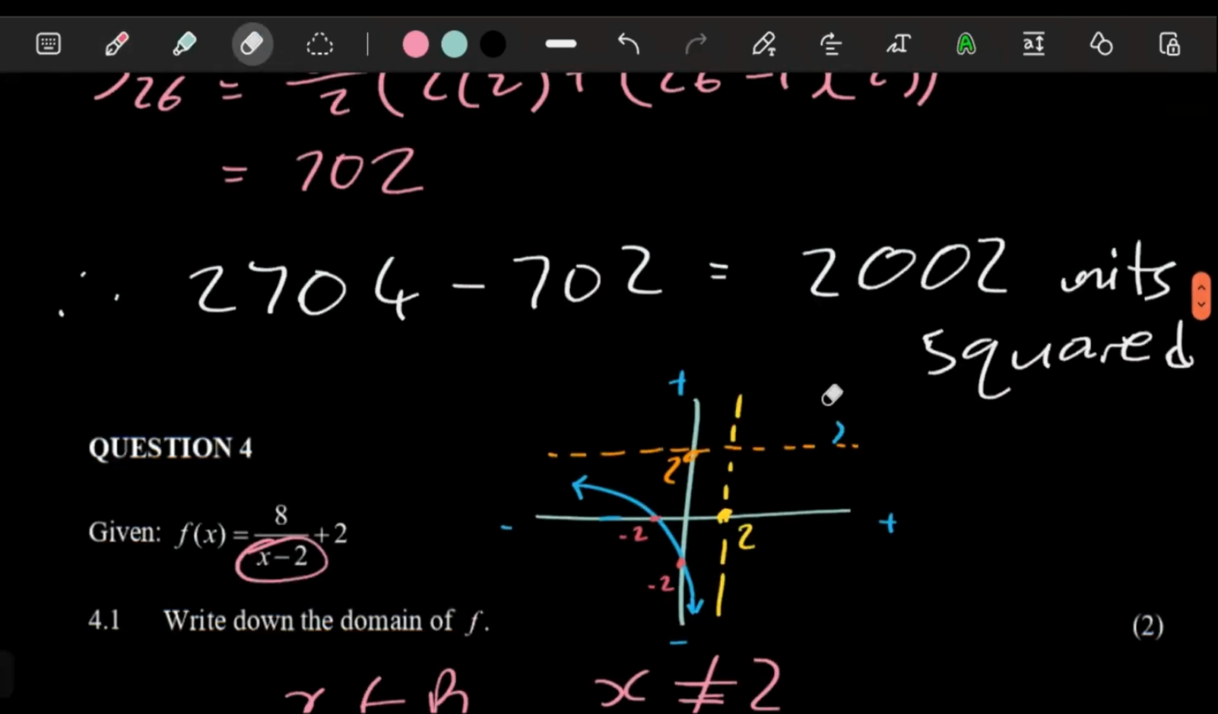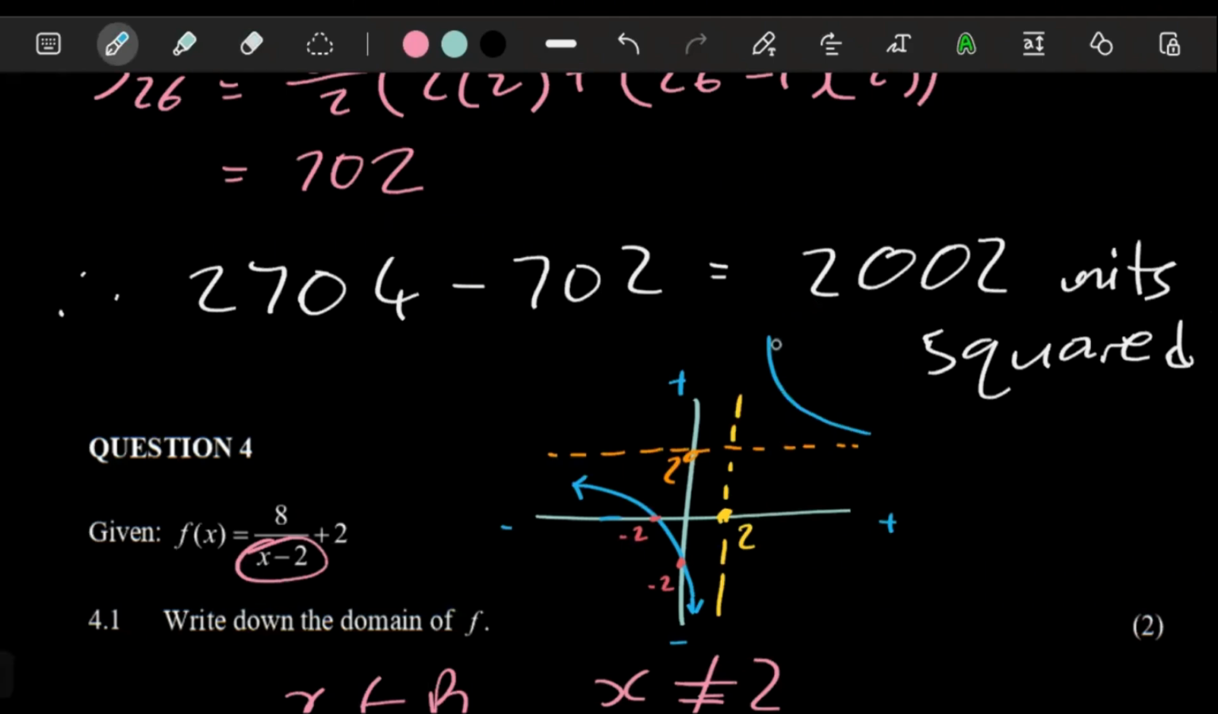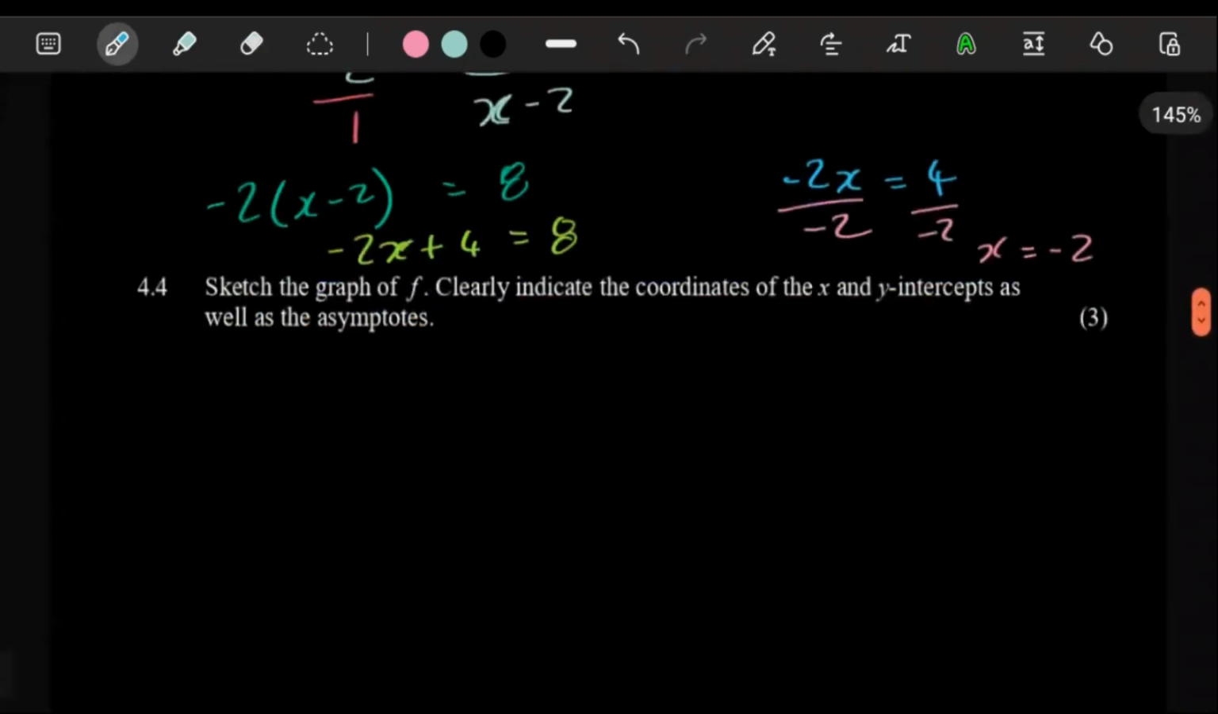So let me try and make this curve a bit more neat. This is all not necessary really, it's just me being extra. But anyways, here we are. I do feel like they're asking us to sketch the graph.